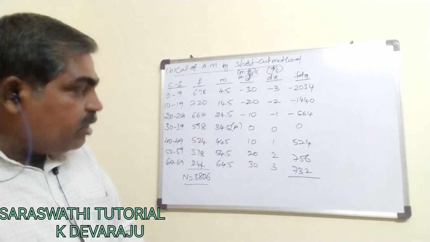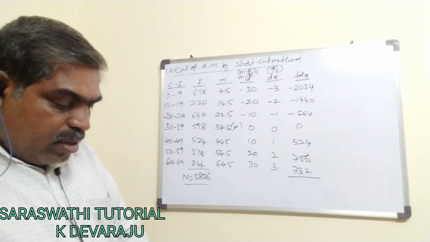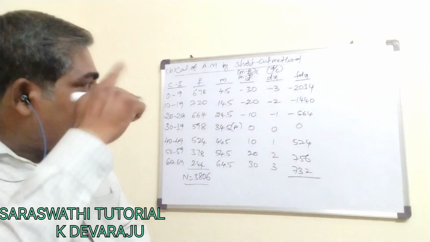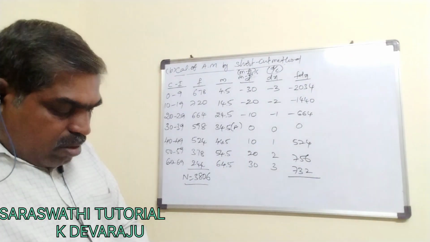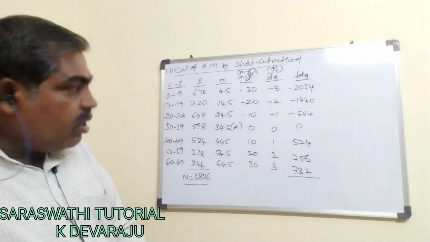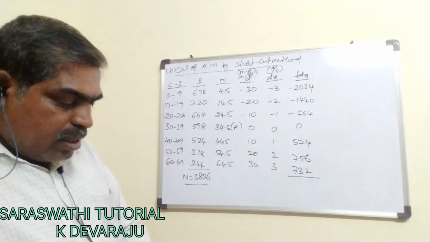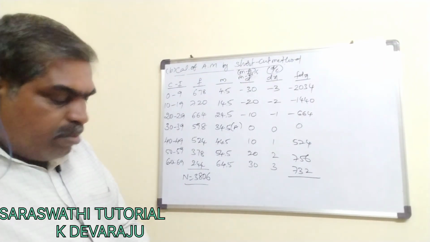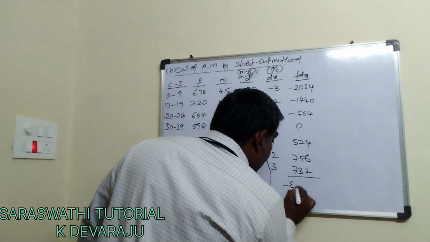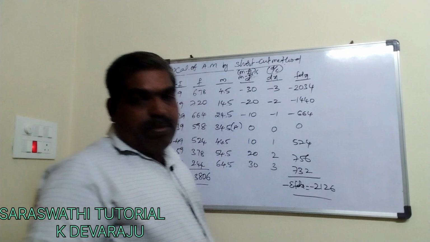Now add the positives and deduct the negatives. The positives are 732, 756 and 524. These three values we add, and from that we subtract 2,034, 1,440 and 664. It will be minus 2,126. Right? This is the table.